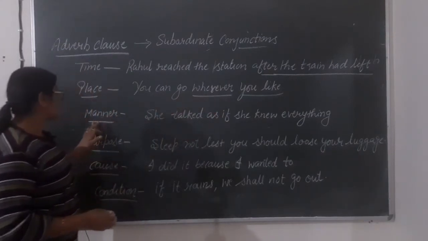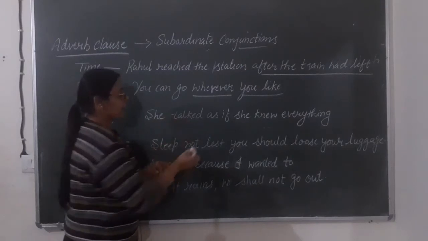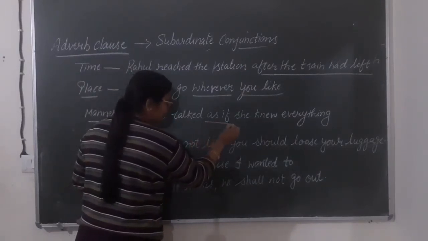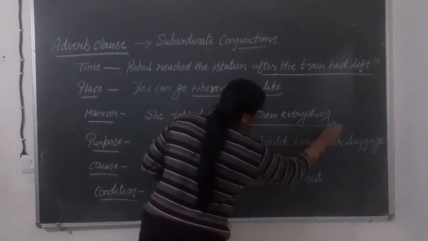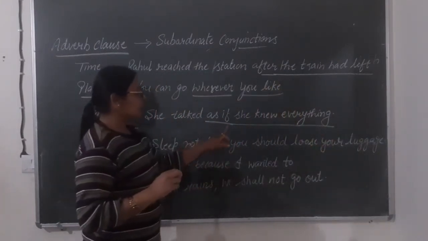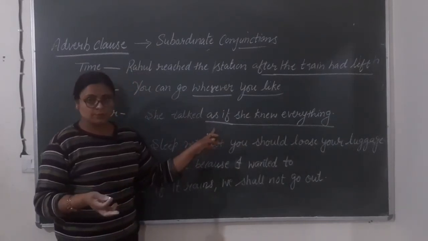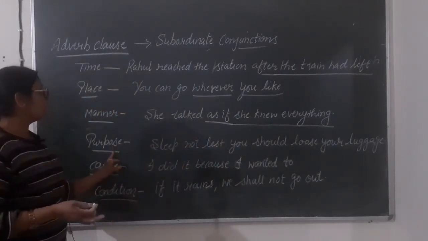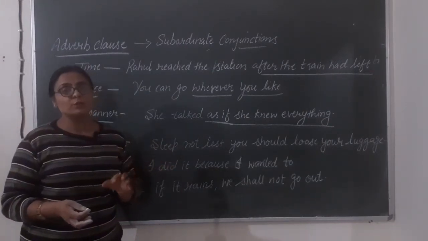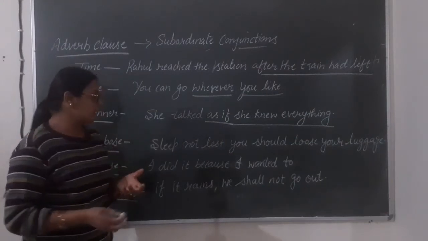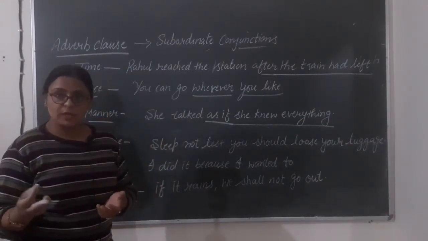Okay. Next is adverb of manner. She talked as if. As if is the subordinate conjunction. From this we will underline till everything: as if she knew everything. It will be our adverb clause. Right. Next is adverb of purpose. For the word purpose we are using lest. Right. Walk fast lest you miss the train.